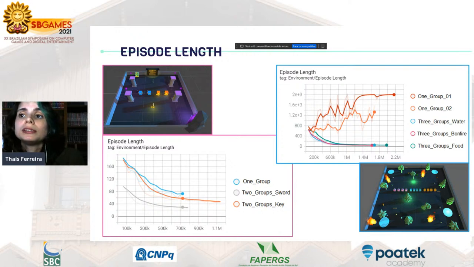The episode length is the mean length of each episode in the environment for all agents. By analyzing the average episode duration, we can get a sense of whether or not the agents are taking longer to complete their tasks. About the dungeon escape environment, the episode length for this word group is always shorter compared to the other groups. About the survival environment, the division of tasks and observations between the groups causes the agents to complete the episode more quickly.